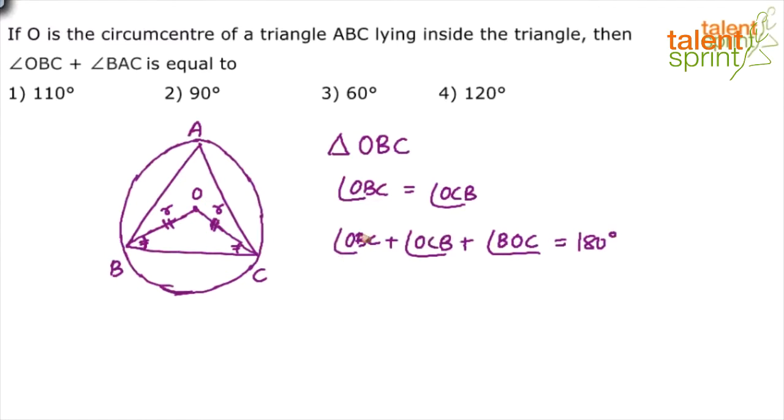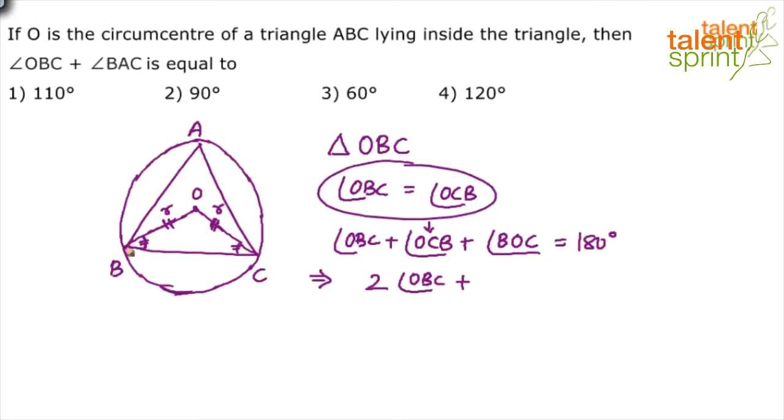But these two are equal. Angle OBC equals angle OCB. So instead of taking it as two separate angles, I'll say 2 times angle OBC. Yes or no? Substitute this here. So OCB will become OBC. So OBC plus OBC, 2 OBC, plus angle BOC. Now we have discussed this theorem in the geometry of triangles, right?